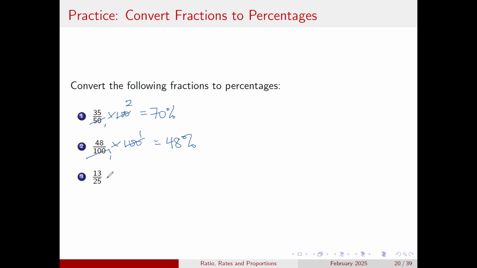Then 13 out of 25 times 100. 25 goes in 100 four times. So finally, I have 13 times 4 being equal to 52%. So this is how you convert a fraction to a percentage.